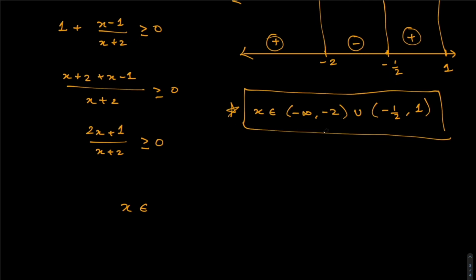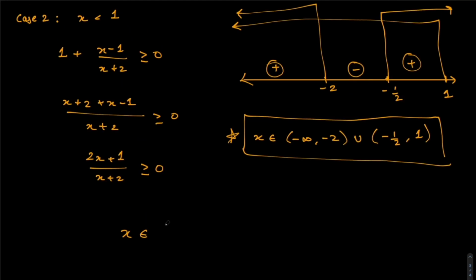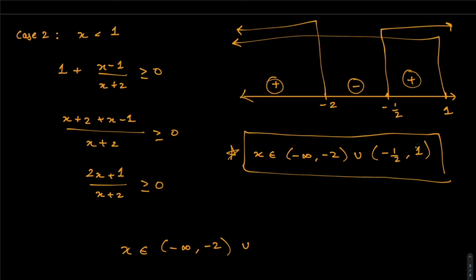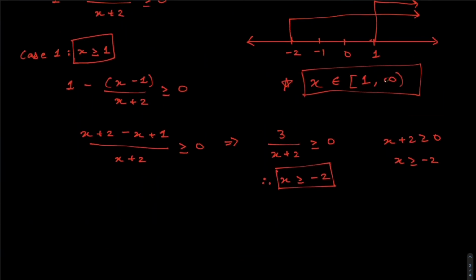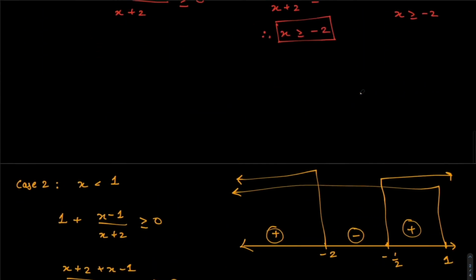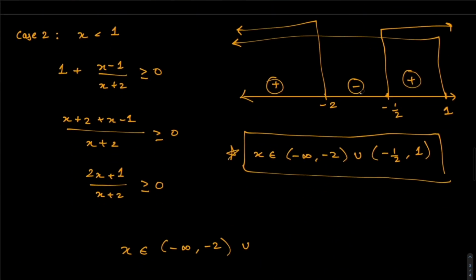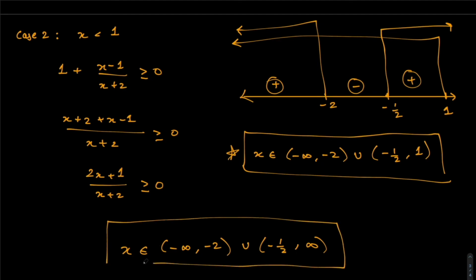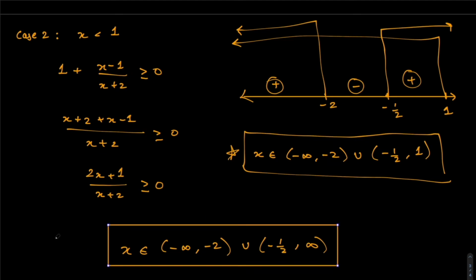Okay. So I'm going to say that this is -2 to infinity, not inclusive. So -2 to negative infinity, not inclusive. Union. So this is from -half to 1, and this is from 1 to infinity, 1 inclusive. So I can write this as -half to infinity. So this will be my final domain of my question.